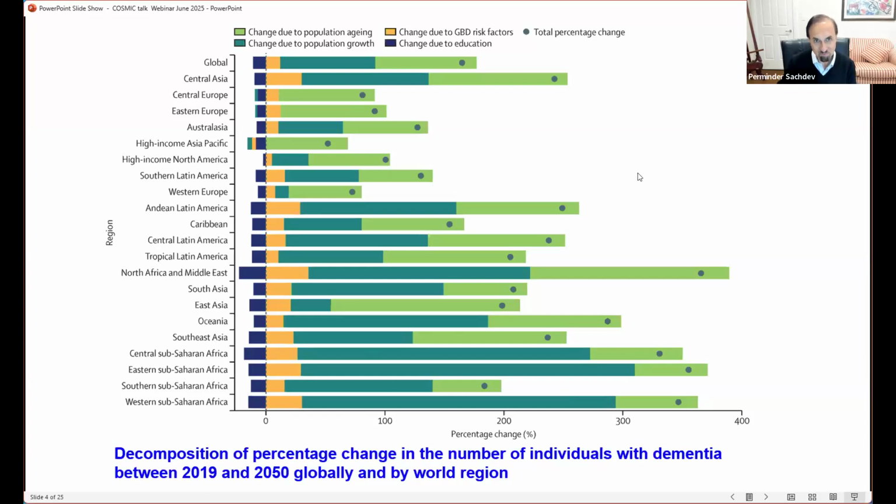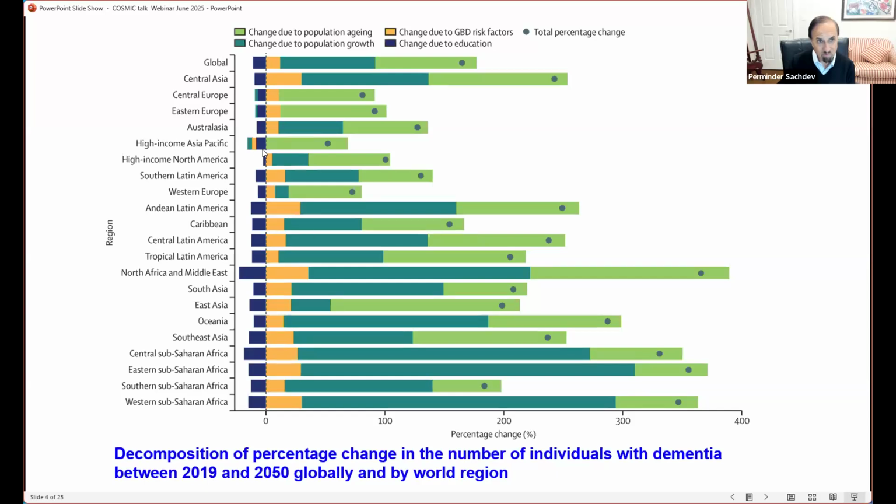But there's also an aging of the population within the country, that even if the country is not growing in terms of overall number of people, and that's in the light green. And see, many countries are aging quite rapidly. Then, of course, there is this change, which is much smaller, and that is because of change in the risk factors for dementia. And that is in yellow. And you will notice that, unfortunately, even that is leading to an increase rather than a decrease.